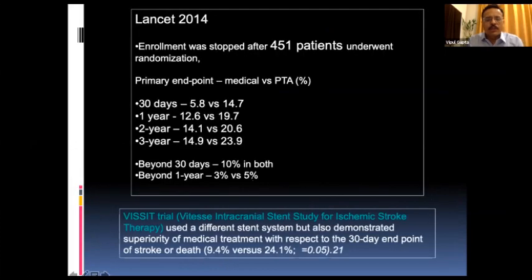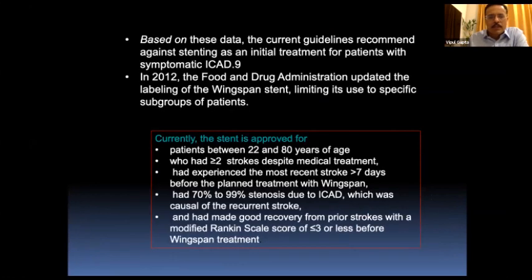And of course, to the disappointment of the interventionists, the trial was stopped prematurely because the complication rate, the event rate, was much higher in the intervention arm. At 30 days it was 10%, beyond 1 year, 3% versus 5%. And sadly, another trial, the VISSIT trial, which was again a different kind of stent system, demonstrated again that if you treat all stenosis in the early phase, the complication rates were higher than with medical therapy. And based on these results, the FDA changed the guidelines. They said you cannot use the Wingspan stent as a frontline therapy.